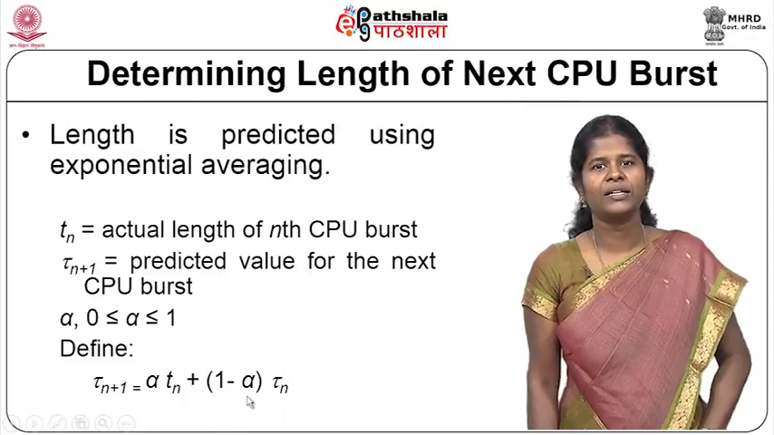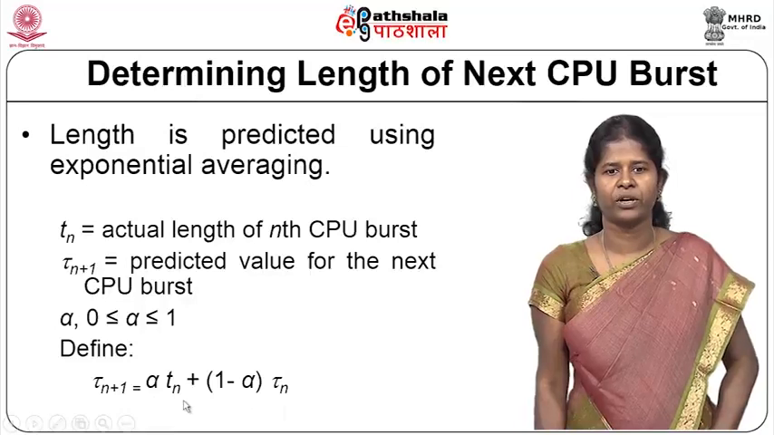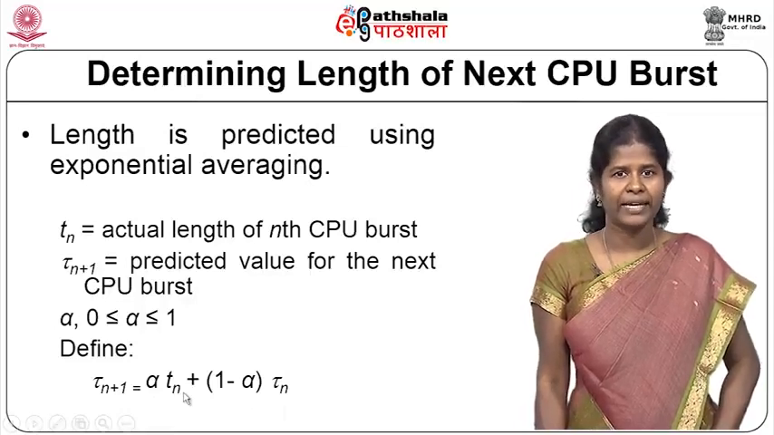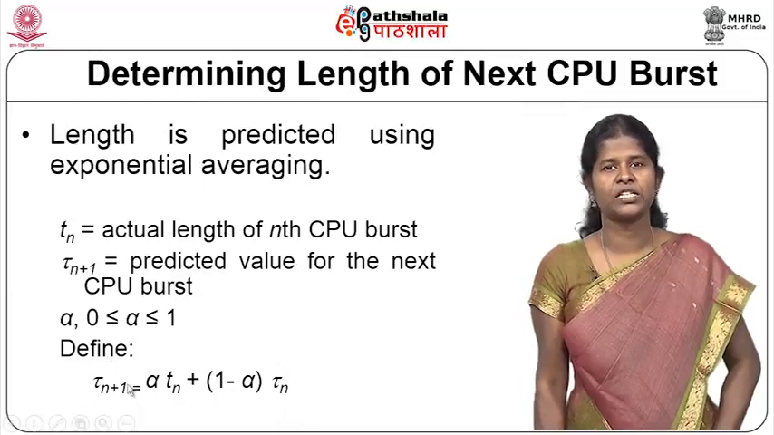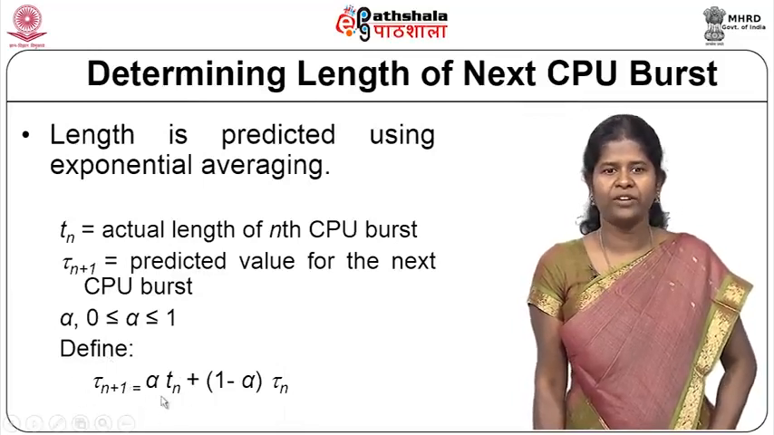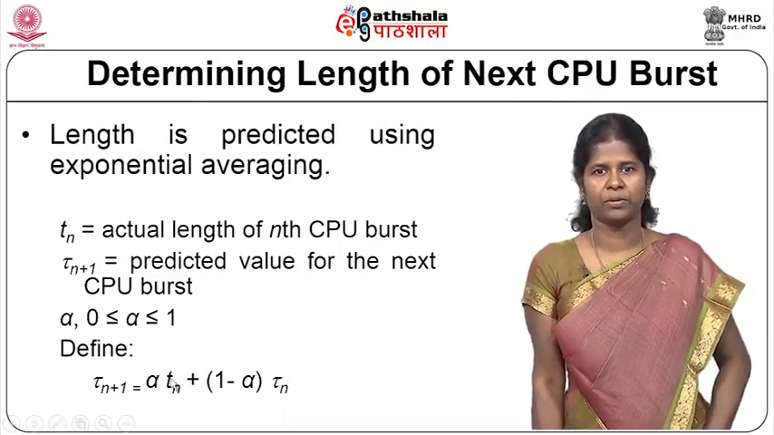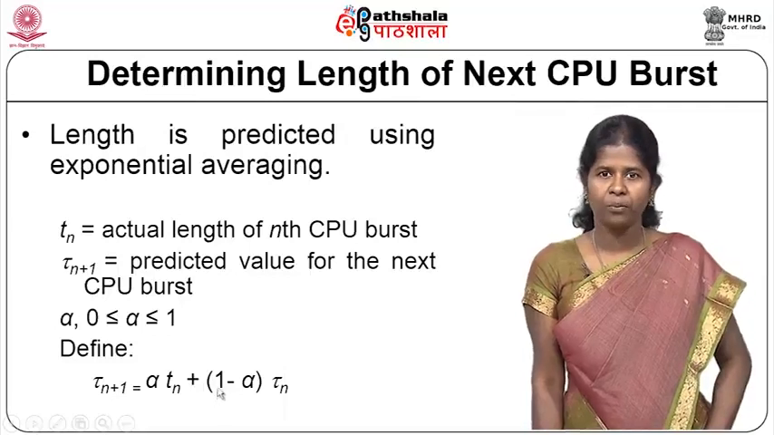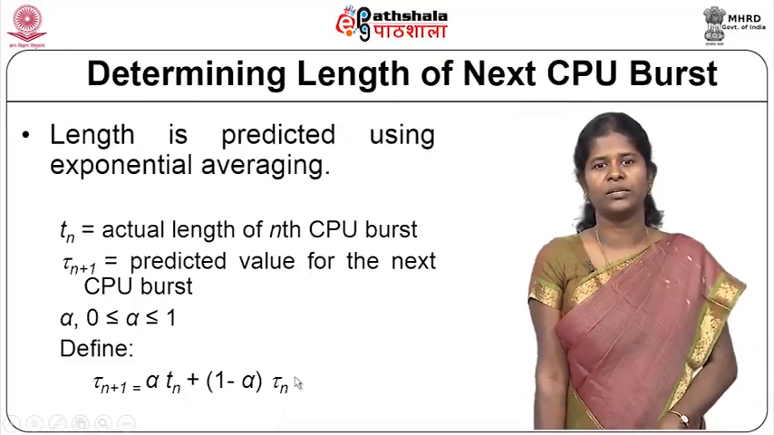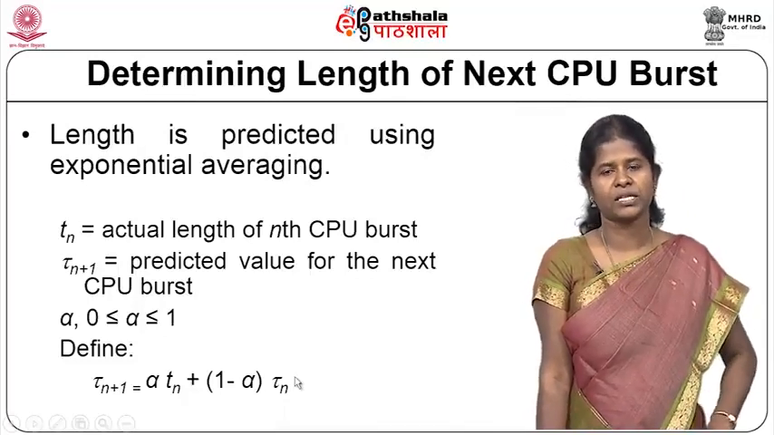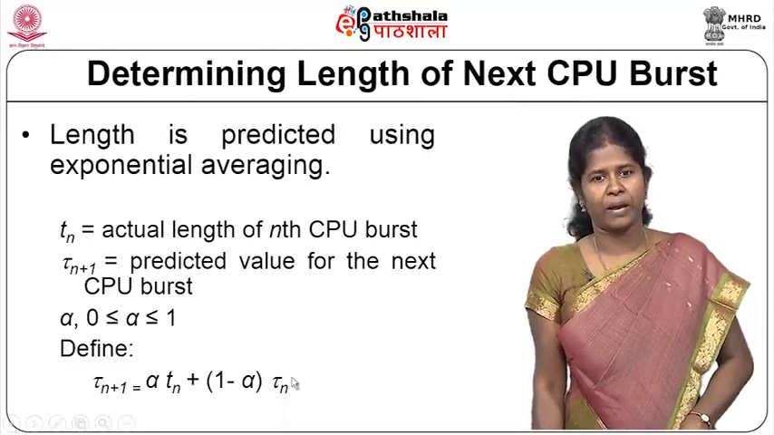This alpha is a weight that is considered. So, some weight is given for Tn, which is the length of the nth CPU burst. To predict the length of the n plus 1st CPU burst, you give some weight to the most recently completed CPU burst, that is the nth CPU burst. Then you also give some weight to the past history, that is tau n. Tau n was the predicted value for the past CPU burst. So, this tau n can again be expanded.